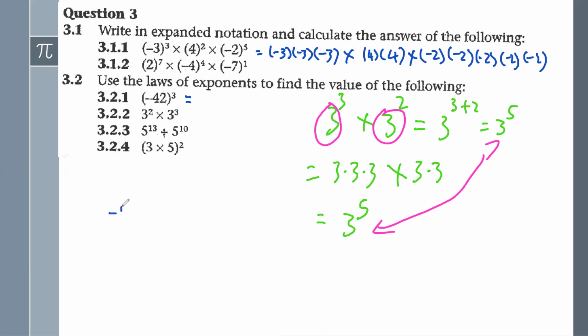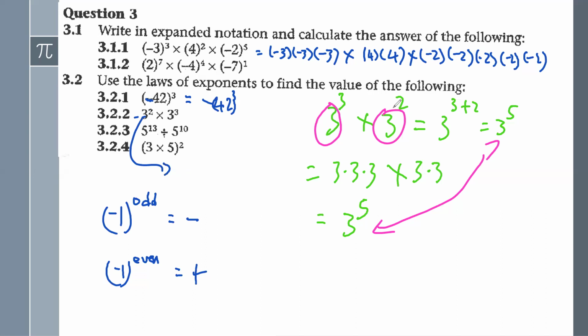I need to also take note: if you have a negative sign to an odd number, then the result will be negative. But if you have a negative sign raised to an even power, the answer will be positive. I'm saying this because I'm seeing the negative 4 squared here. So I need you to know the answer will be negative 4 to the power 3. Here, we're going to apply this law.